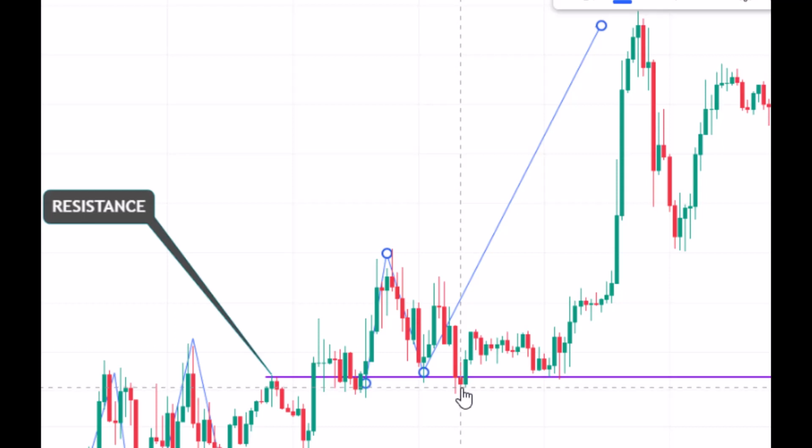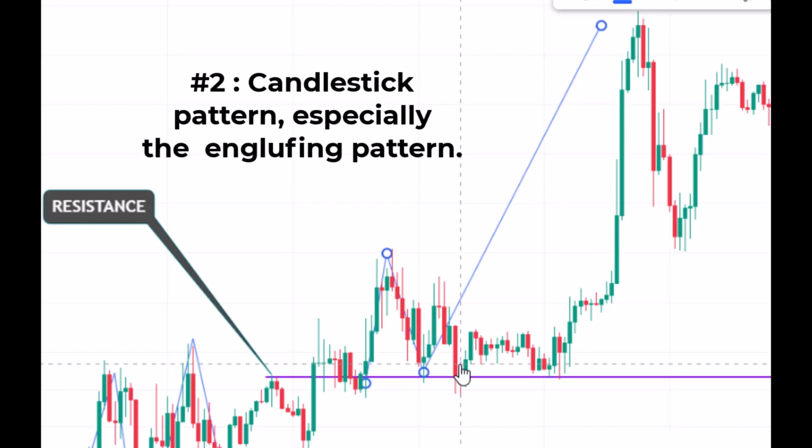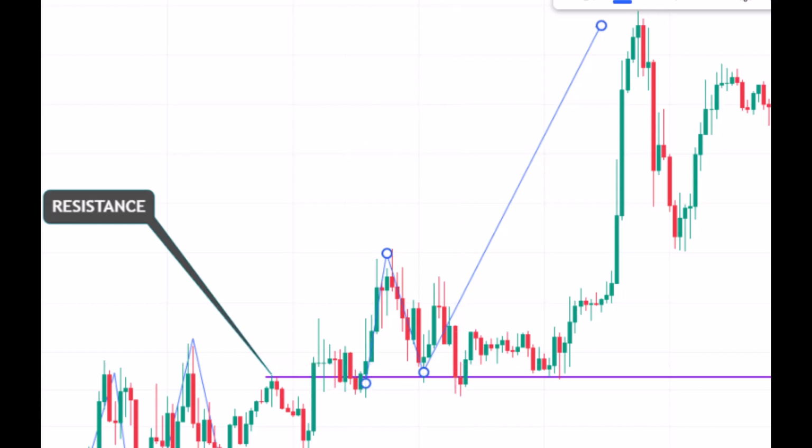Immediately that happens, wait for the next candle. How is it going to close? The next candle closes above our resistance line. And there now comes in the second confirmation, candlestick patterns, especially the engulfing pattern. If you noticed, we have our engulfing pattern which got formed at that level. You see the bullish engulfing pattern.